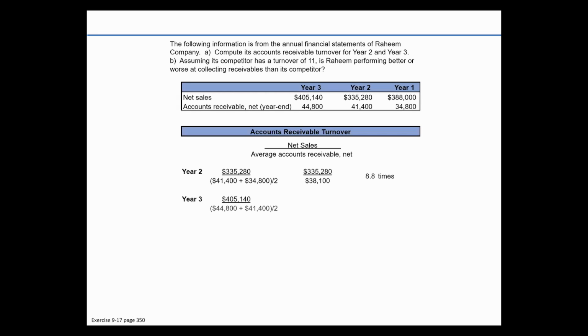And then in year 3, you're going to take the amount of net sales in year 3 of 405,140, and then you will add up the amount of accounts receivable, net, at year end in year 3 and year 2, divided by 2. So that's 405,140 divided by 43,100. That is 9.4 times. And so that means that they are turning over their accounts receivable 9.4 times throughout the year. And so that would be very good for them.